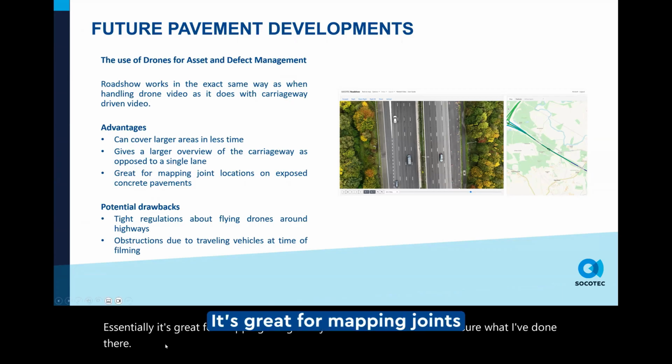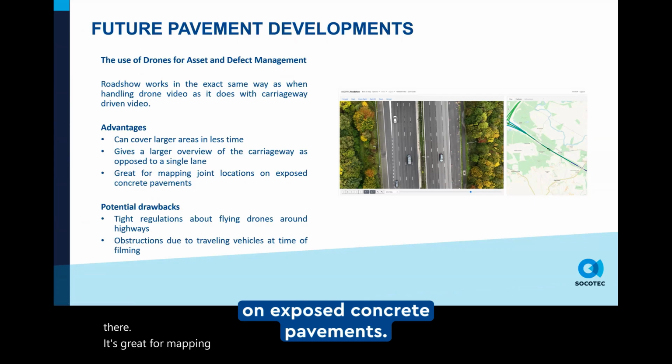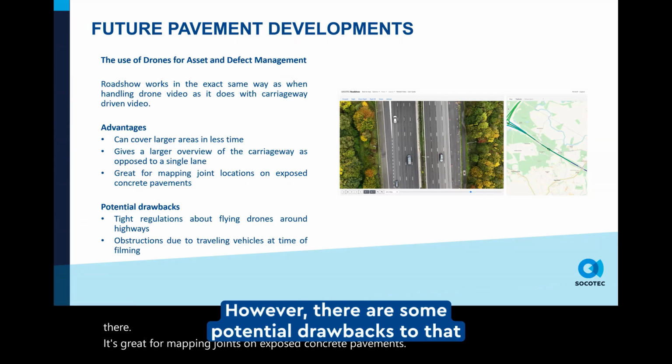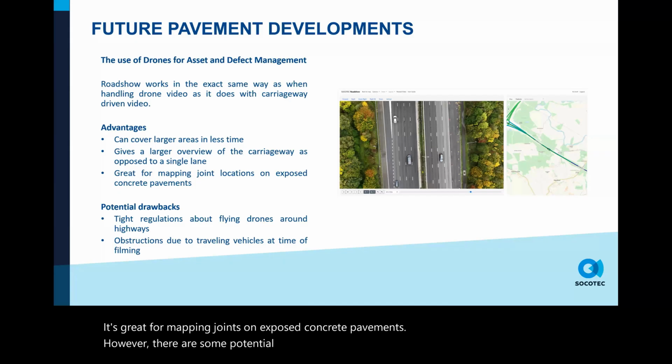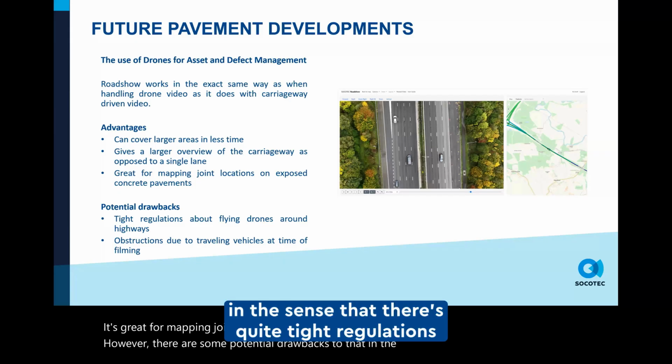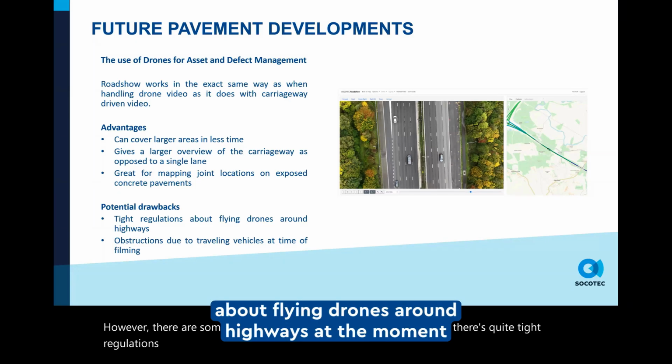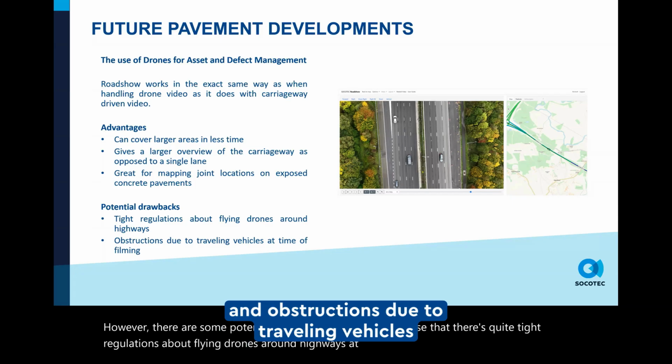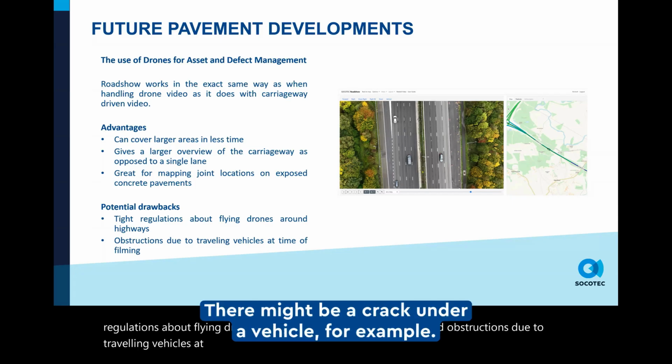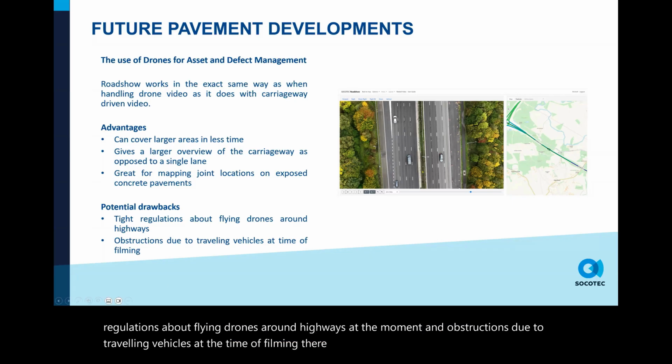It's great for mapping joints on exposed concrete pavements. However, there are some potential drawbacks to that, in the sense that there are quite tight regulations about flying drones around highways at the moment, and obstructions due to travelling vehicles at the time of filming. There might be a crack under a vehicle, for example.